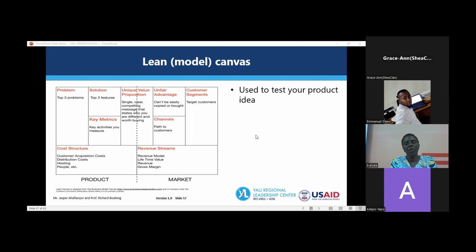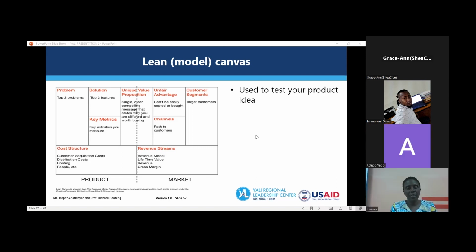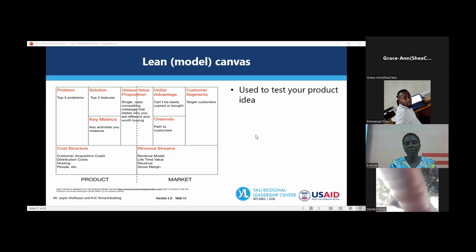How many boxes? How many segments do you have? 9, just like the other one. 9 boxes. Yes, so it's the same. That's where you start from, and then just some things have been replaced. Now the replacement is as a result of, remember what I said, this one is used to test your product idea, whereas the other one... and does anybody know who came up with the lean canvas model?